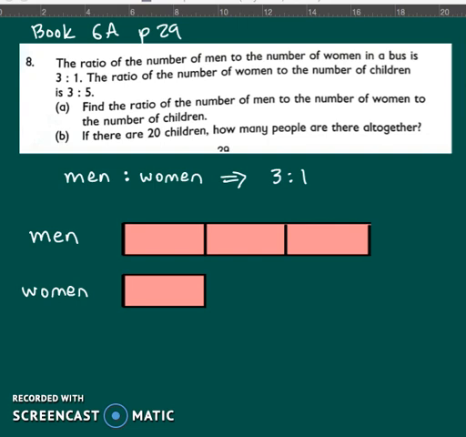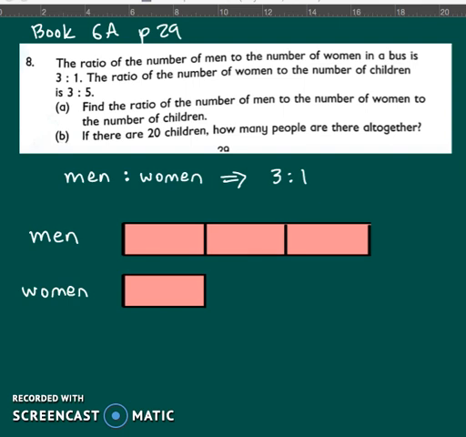Now the next piece of information that we're given is that the ratio of the number of women to the number of children is 3 to 5. So we can draw 2 other separate bars where there are 3 units of women and there are 5 units of children. But we want to keep a consistency. We know that we're going to want to compare our units of children and women to the number of units of women and men. So that means that we have to keep units the same size.